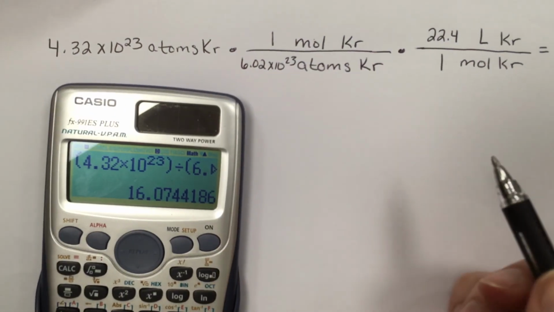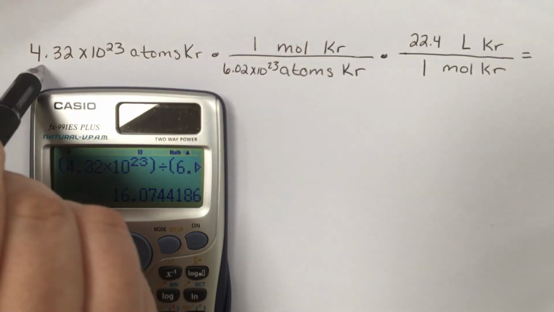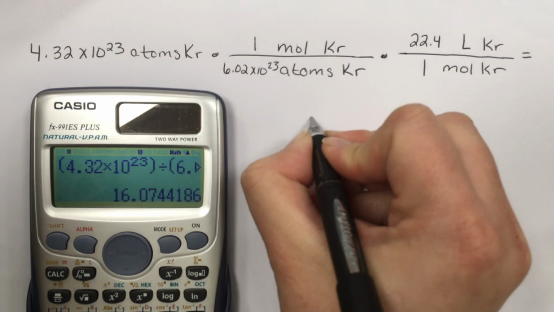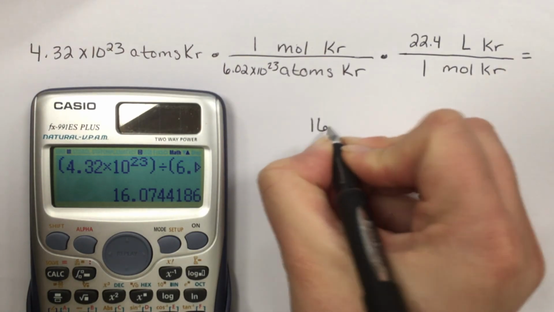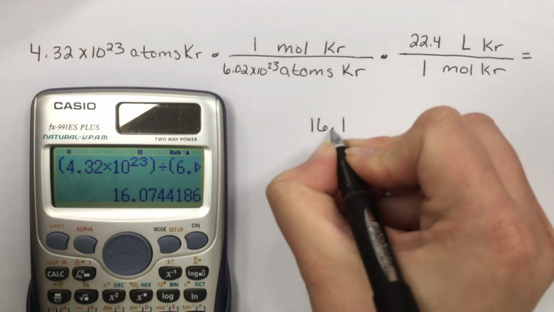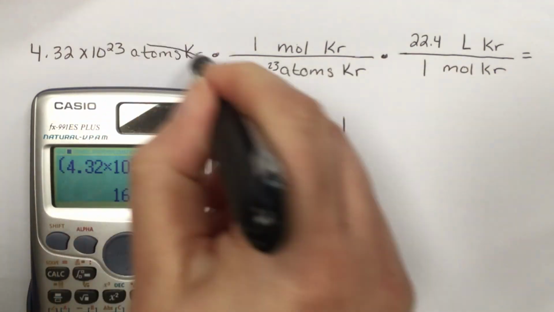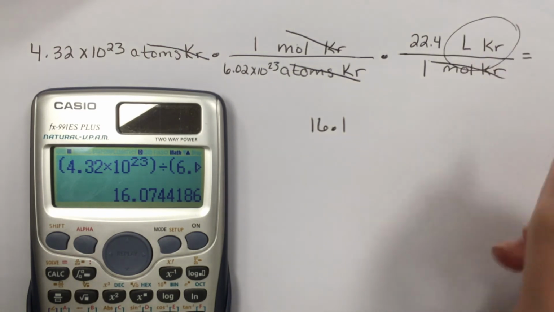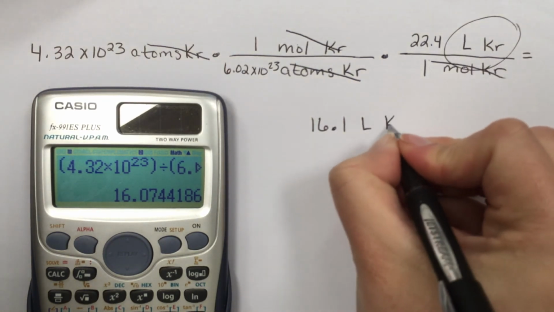So again, for significant figure purposes, we're only looking at these 3 numbers. So it's going to be 16.01. I'm sorry, 16.1. 16.1, and these units canceled, and we're left with liters of krypton. So 16.1 liters of krypton.